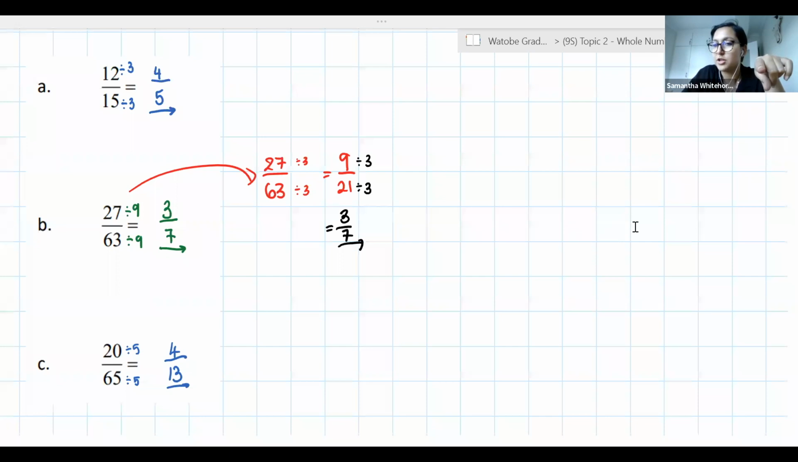Guys, I also thank you on the chat for helping me out with that question. Tembi, I'm hoping that makes sense. You have to divide by the same number at the top and the bottom. Remember, we spoke about that earlier.